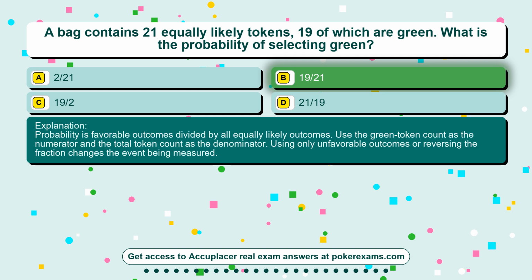Probability is favorable outcomes divided by all equally likely outcomes. Use the green-token count as the numerator and the total token count as the denominator. Using only unfavorable outcomes or reversing the fraction changes the event being measured.